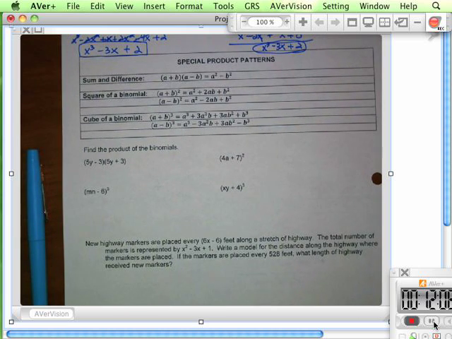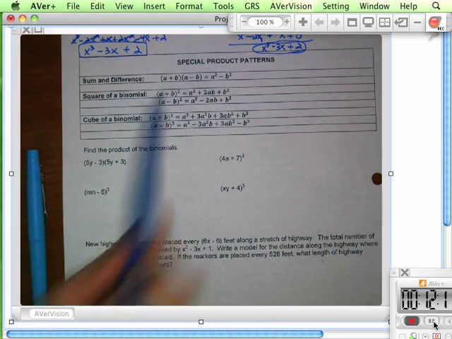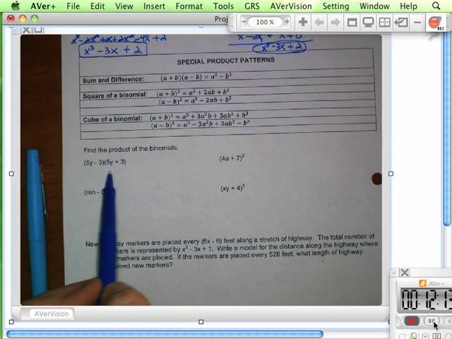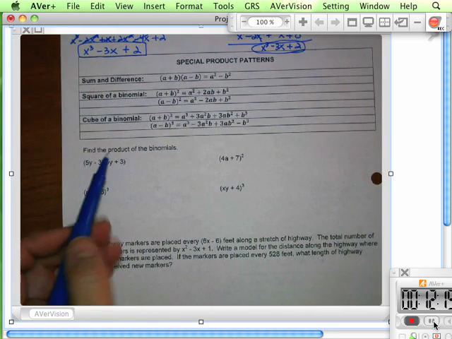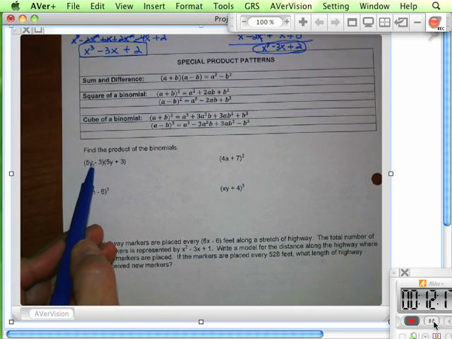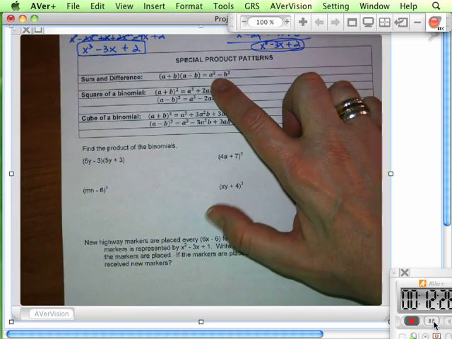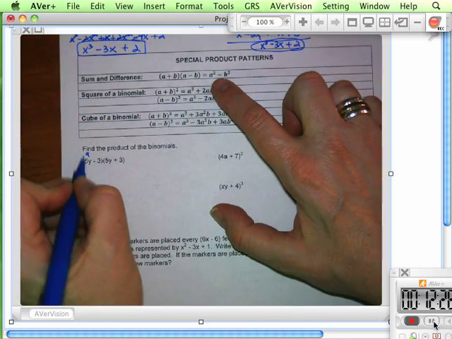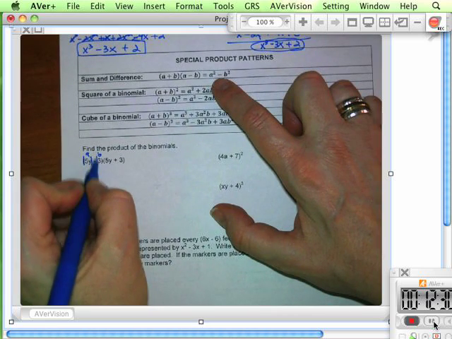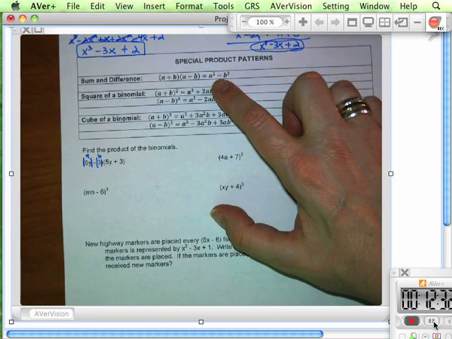So we're just going to exactly follow the patterns that are up here and multiply these, find the product of these. So here you can see this is a sum and difference. The terms are the same in the two binomials, but this is a minus and this is a plus. So I'm going to end up exactly with what it says here. A squared, A is 5y, and B is 3. Not negative 3, just 3.